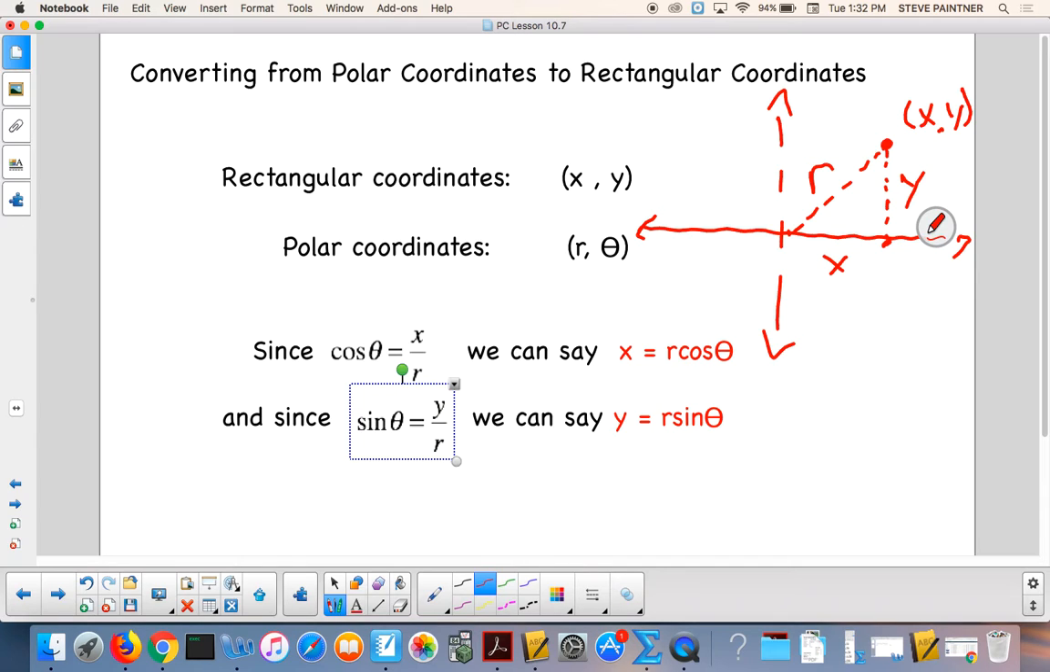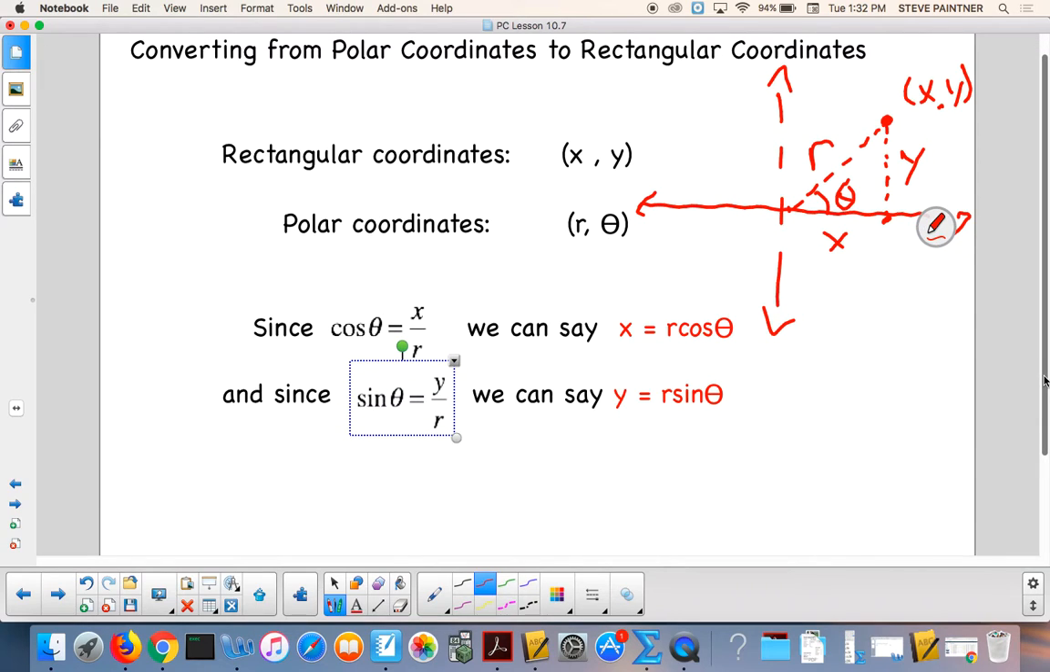So if we want to get a relationship between our polar coordinates, which are r theta, and our rectangular coordinates, we call them, which is x, y. Here's our r. Here's our theta. We just use sine and cosine. So cosine of theta is just x over r, adjacent over hypotenuse. And sine of theta is y over r, opposite over hypotenuse.